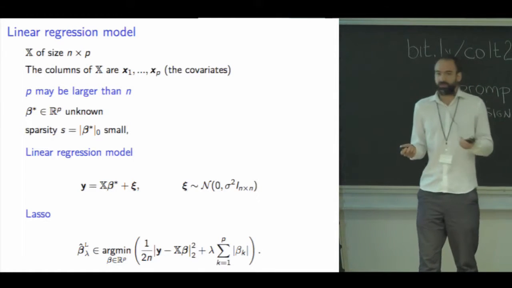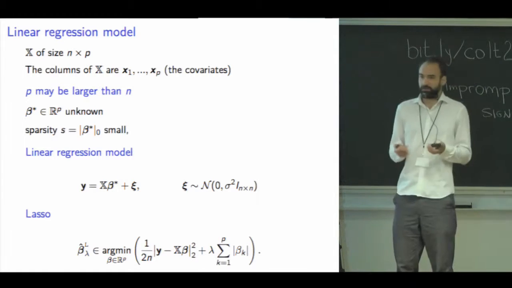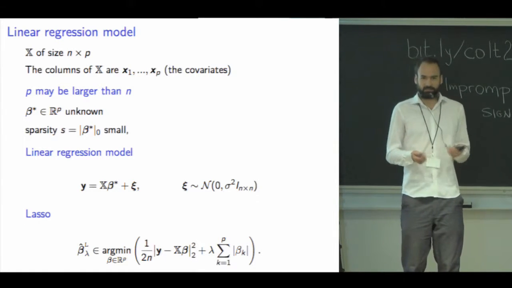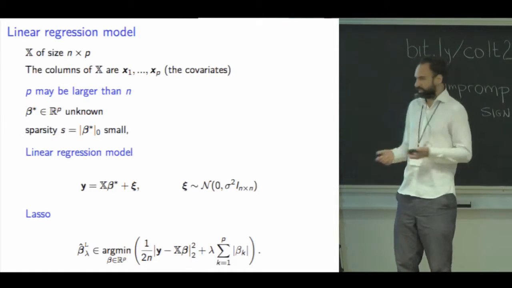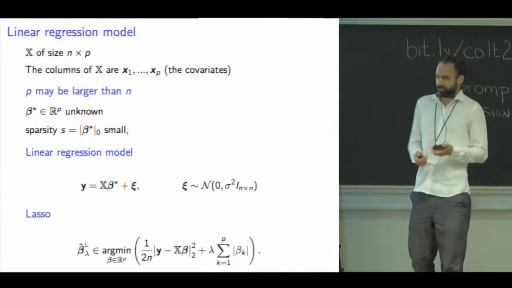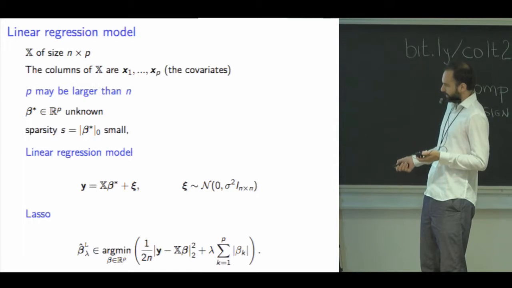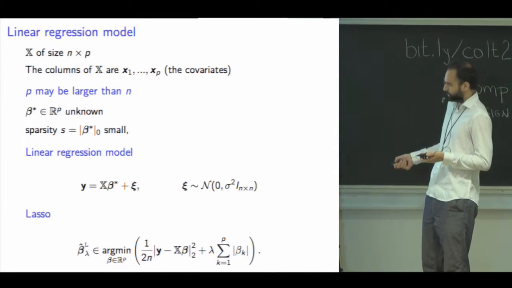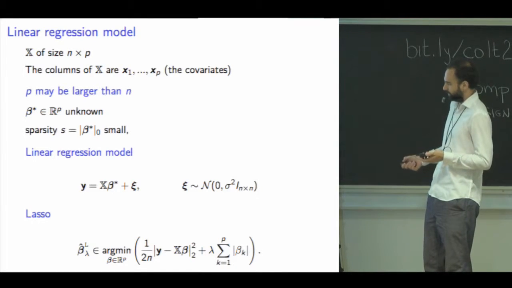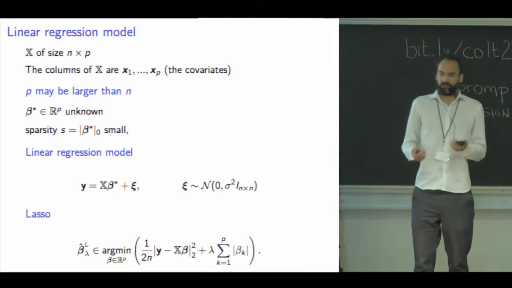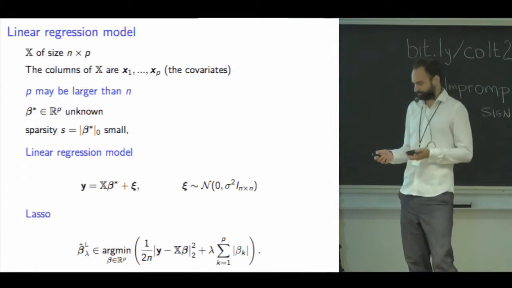And the superstar estimator in this context that has been studied heavily in the last 10 or 20 years is the Lasso, which in its penalized form takes this form. So we penalize the least squares criterion with the L1 norm, given the tuning parameter lambda.